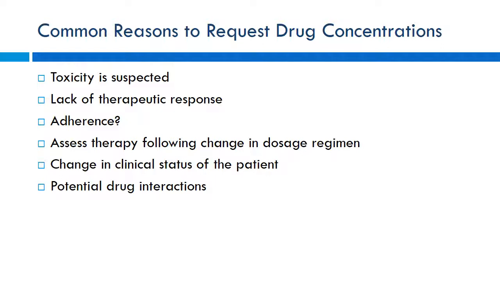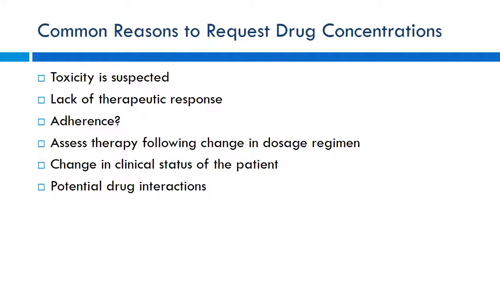Mention adherence. We can assess for changes in drug therapy. So if we had a level that was too low, and then we alter the patient's drug regimen, we can go back later, once they're back at a new steady state, and check to make sure that they are now within the right range. So it's done pretty commonly. Then changes in clinical status of the patient, and potential drug interactions. So these are the most common reasons why you would request drug concentrations.